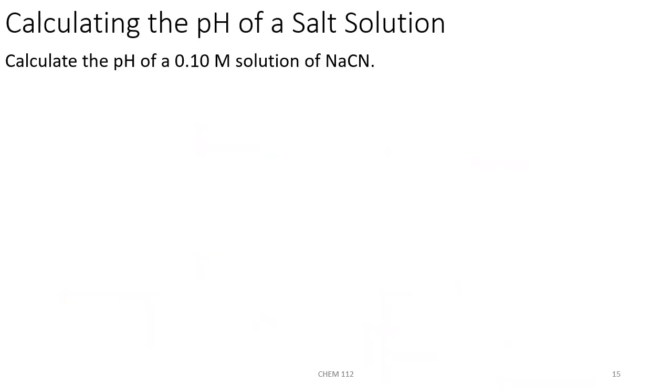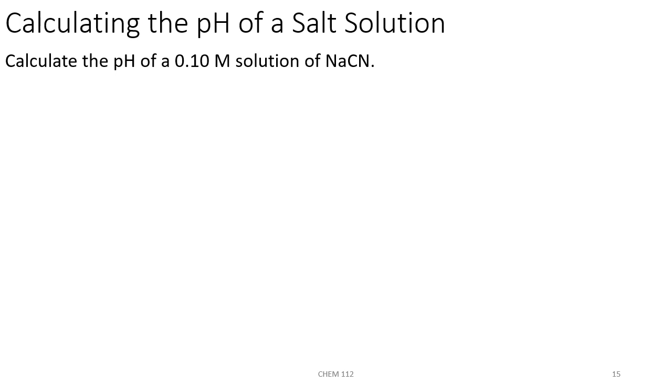Now that we learned how to identify if a given salt is acidic, basic, or neutral, for salts that are basic or acidic, we can also take this one step further and calculate the pH of a salt solution. So calculate the pH of a 0.1 molar solution of sodium cyanide.